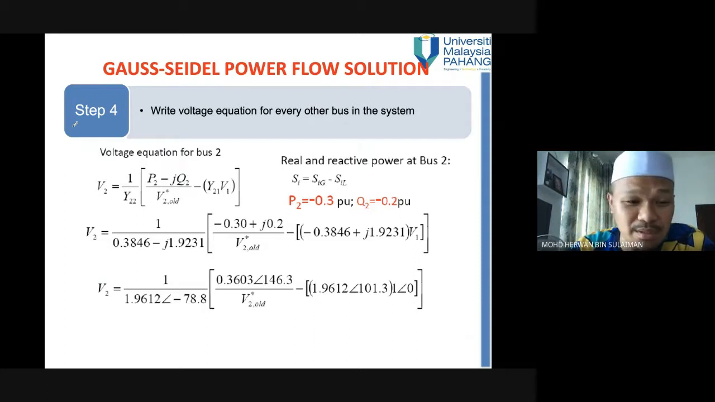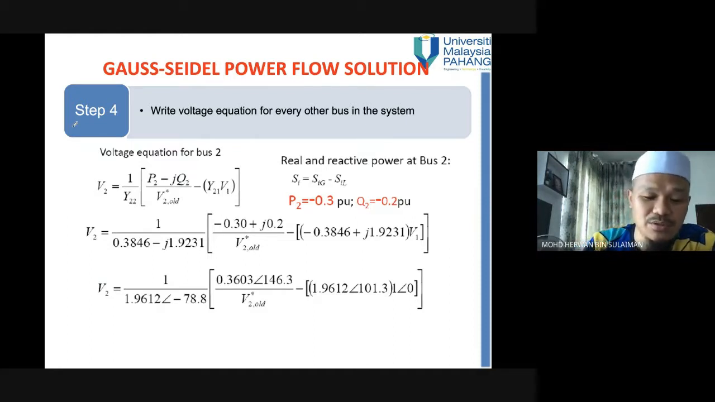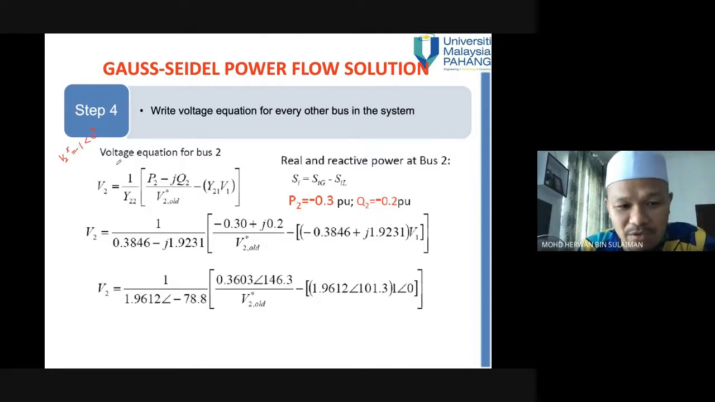Since bus 1 is the generator bus, the slack bus, we only need to solve the load bus first, starting with bus 2. So this is the voltage at bus 2, using the equation: V2 equals 1 over Y22, times P2 minus jQ2 divided by V2 conjugate. Because we have 1 only, there is no problem. But for the next iteration, it will be different.